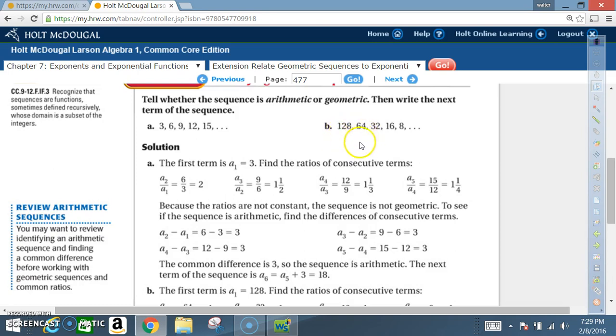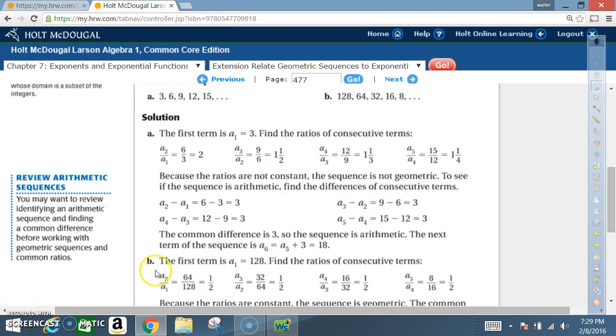128, 64, 32, 16, and 8. We follow the same format as we did for part A. So the first term is a1 equal to 128. Find the ratios of consecutive terms.